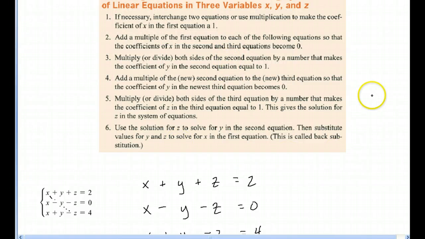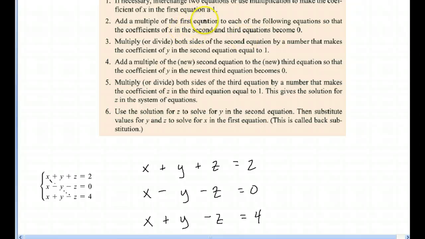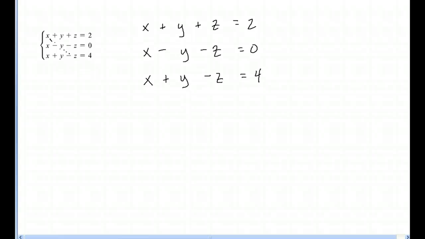Alright, so since we've got step 1 done, we're going to jump into step 2. Add multiple of the first equation to each of the other 2 equations so that the coefficients of x in those become 0. So what this means is I have to take this 1x and multiply by something to add to this 1x, so when I add them together I get a 0. Alright, so this is 1x plus something times 1x equals 0.